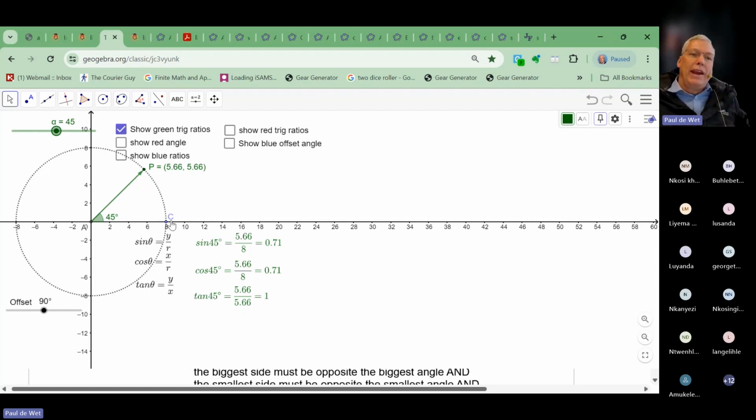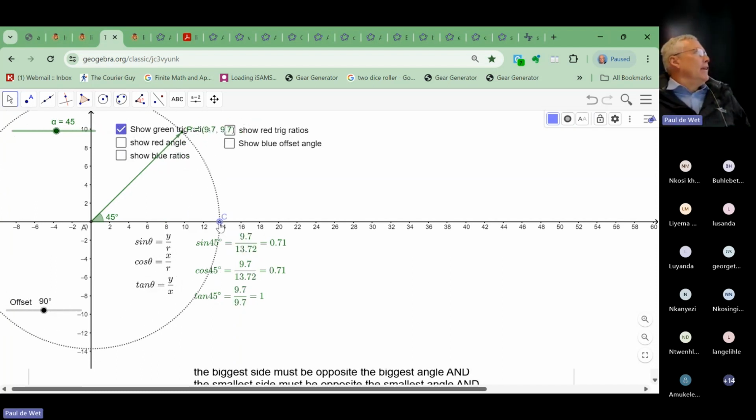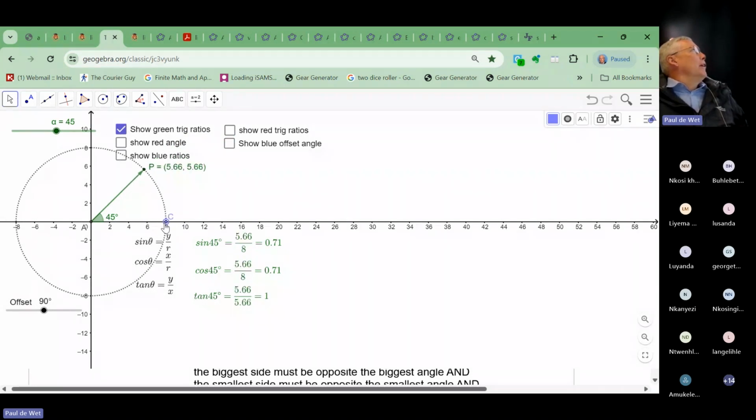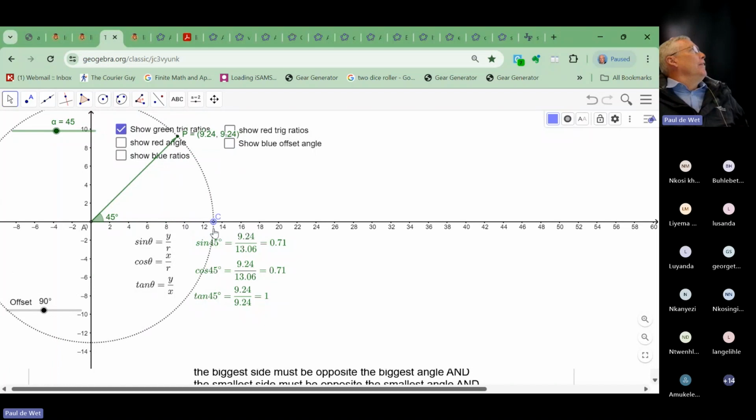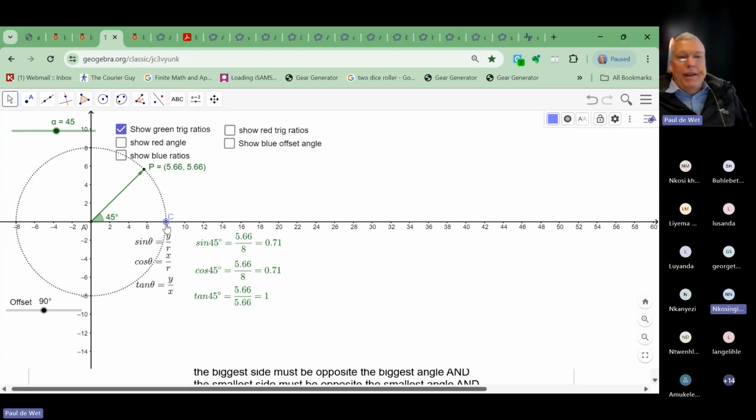I want to show you something here. This circle at the moment has got a radius of 8. If I make the circle bigger, what you will see is that the tan of 45 is 1. It doesn't matter how big the circle is, let's say the circle is even 14.07. Look at the x value and the y value, they are the same. So tan of 45 is always 1. The circle size does not matter. I'm going to leave the circle at 8.